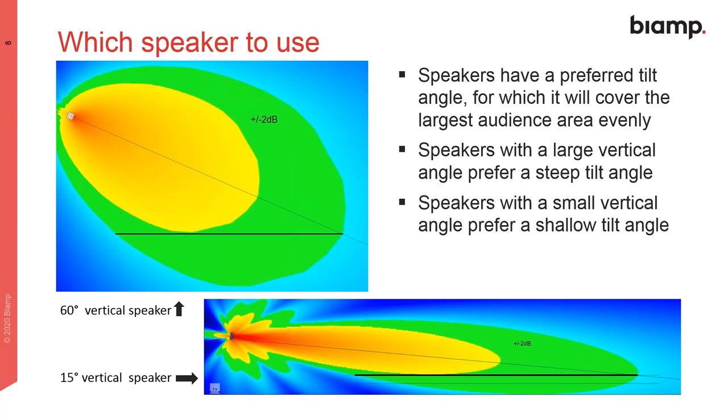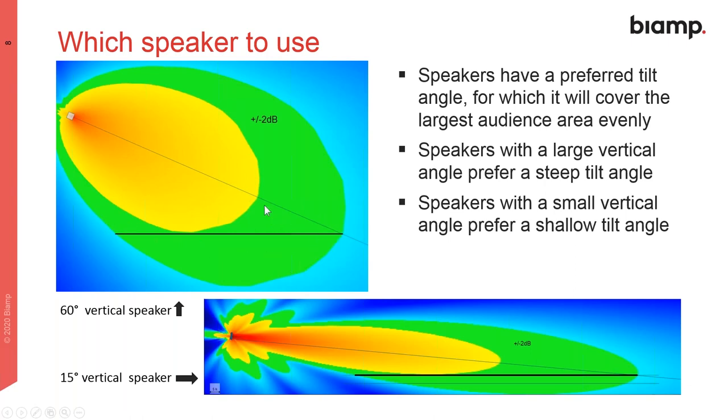Which speaker to use? This is something that's often not talked about in the literature, but each loudspeaker has a preferred tilt angle, or at least a range, where it will cover the largest audience area evenly. Left here, I have a 60 degree vertical speaker. I have the polar pattern here masked off to plus and minus 2 dB. That's the range where any seat within that green area will be within our window for coverage criteria. So this black line represents the seating area on the floor. And as you can see, we can draw that line. We're looking for the longest line we can draw that stays within that green area, but without going such that the speaker's aimed up the wall.